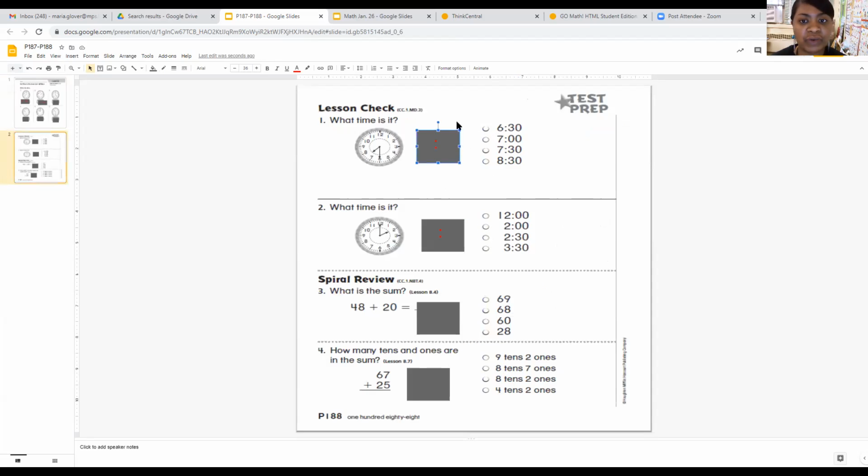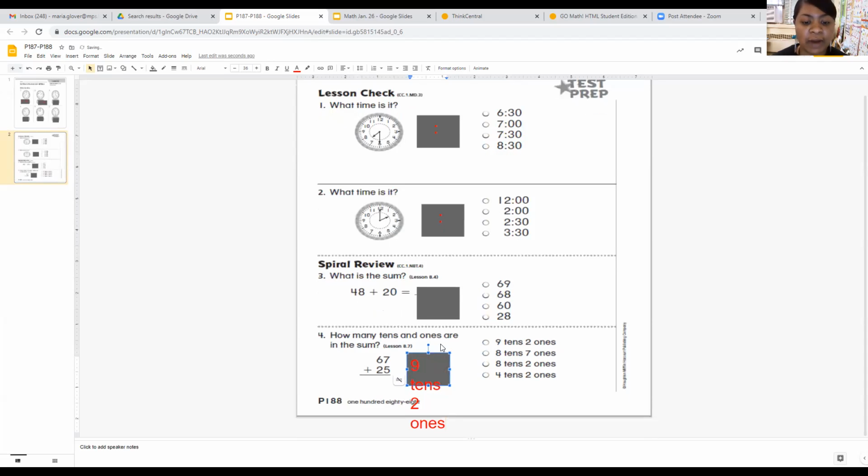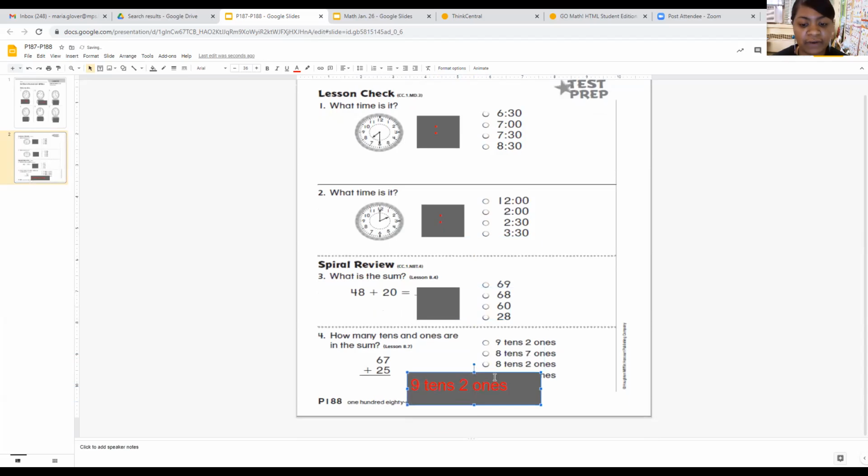And of course, since you cannot bubble in right here, if you're submitting it online, you're just going to double click and type in the answer. You have answer choices for number 1 and 2. And you also can double click and type in the correct number for number 3, and I need you to type in the words for number 4. So if you think that it's 9 10s and 2 1s, type 9 10s 2 1s. Okay, and you can expand it if you need to by dragging it out, and you can even move it down if you need to.